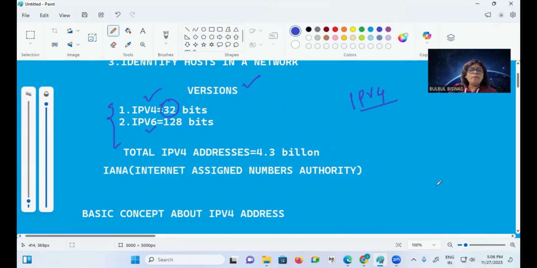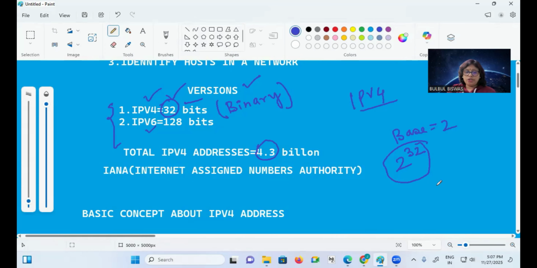So in total, how many IP addresses are available in the world? Now you observe it is bits. Bits means it is nothing but a binary number. In binary, we know the base of this digit is 2. So when we say it is 32, it means 2 to the power 32. So in the world, 4.3 billion IP addresses are present.